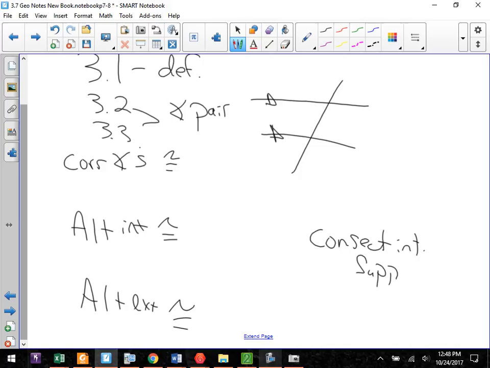So what we did a lot of times in class was just this. Remember, we just picked a spot: vertical, alternate interior, and vertical. So if they matched up, they were congruent. If they matched up not sharing a tick mark, they were congruent. If they had one of each, they were always what? Supplementary. Very good.